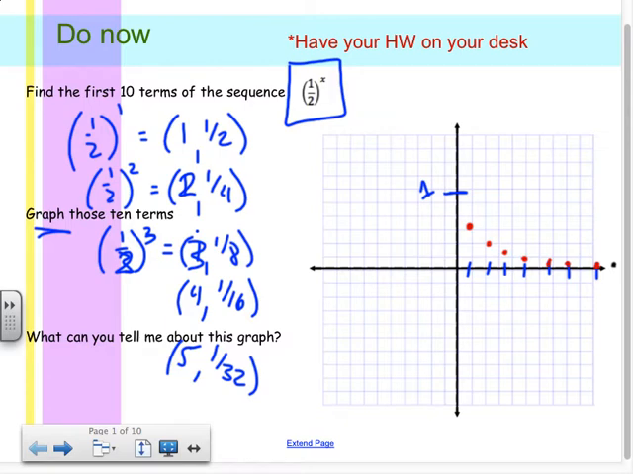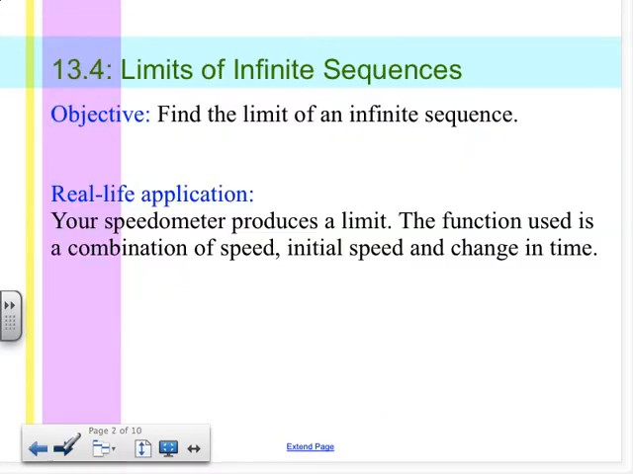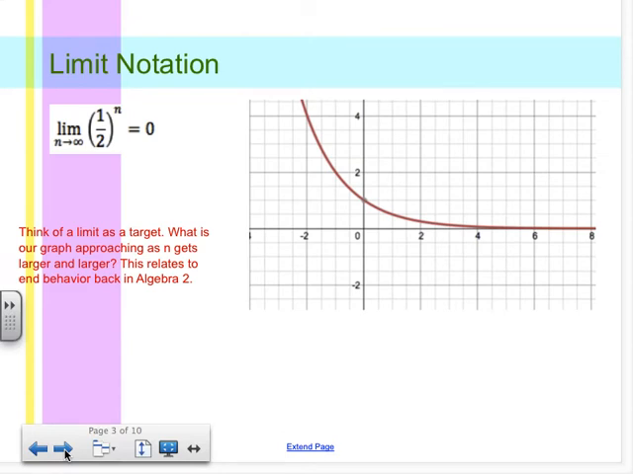Limits are basically going to be end behavior, except it's not always going to just approach infinity or negative infinity. It may approach numbers. And if I look at this, it's slowly but steadily approaching 0. And that's kind of the purpose of looking here. Okay? So now, this is the actual graph. All right, so I have 1/2 to the n, or 1/2 to the x.